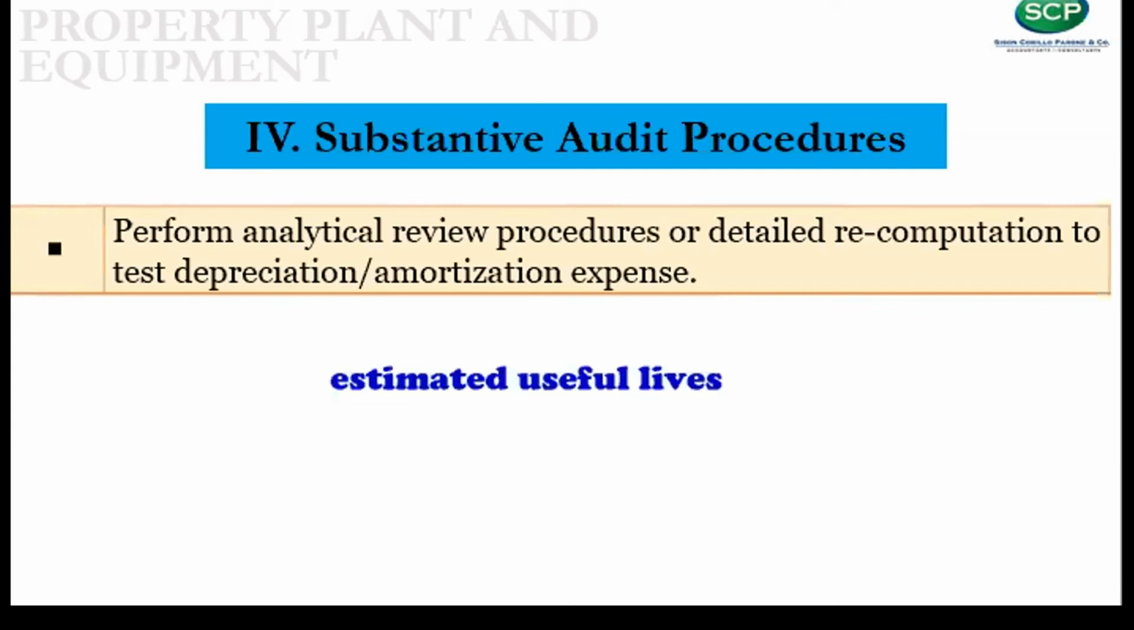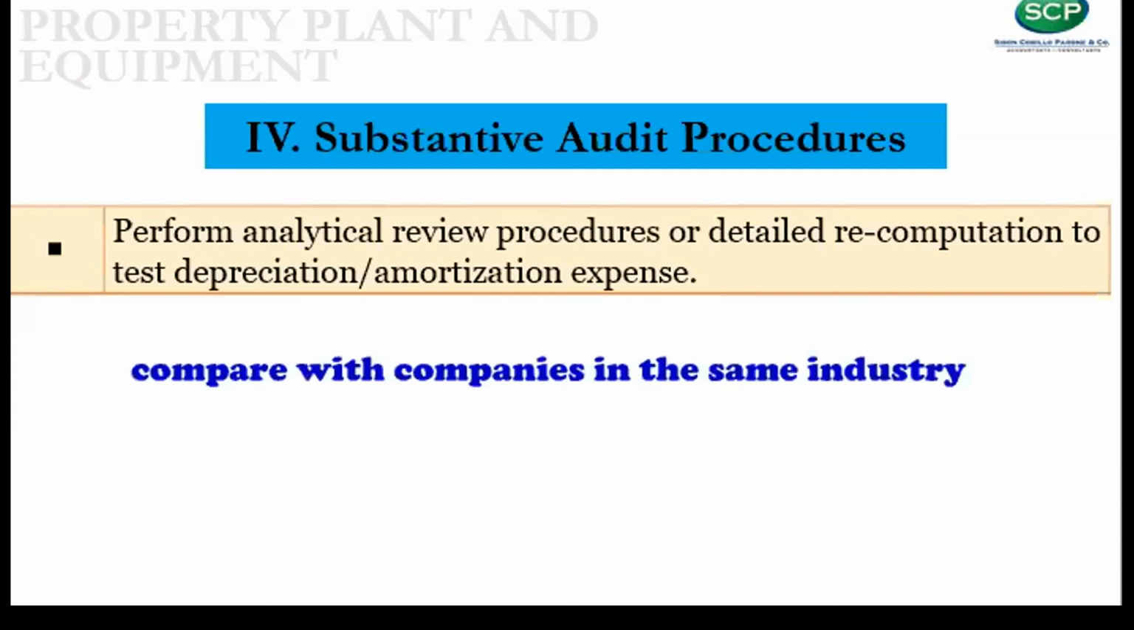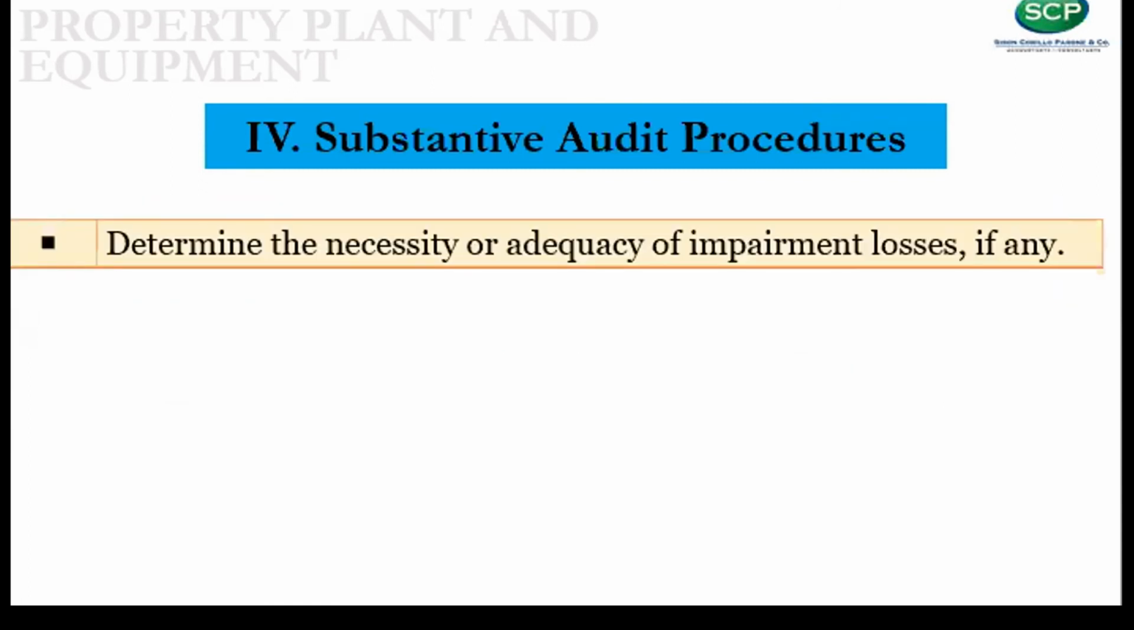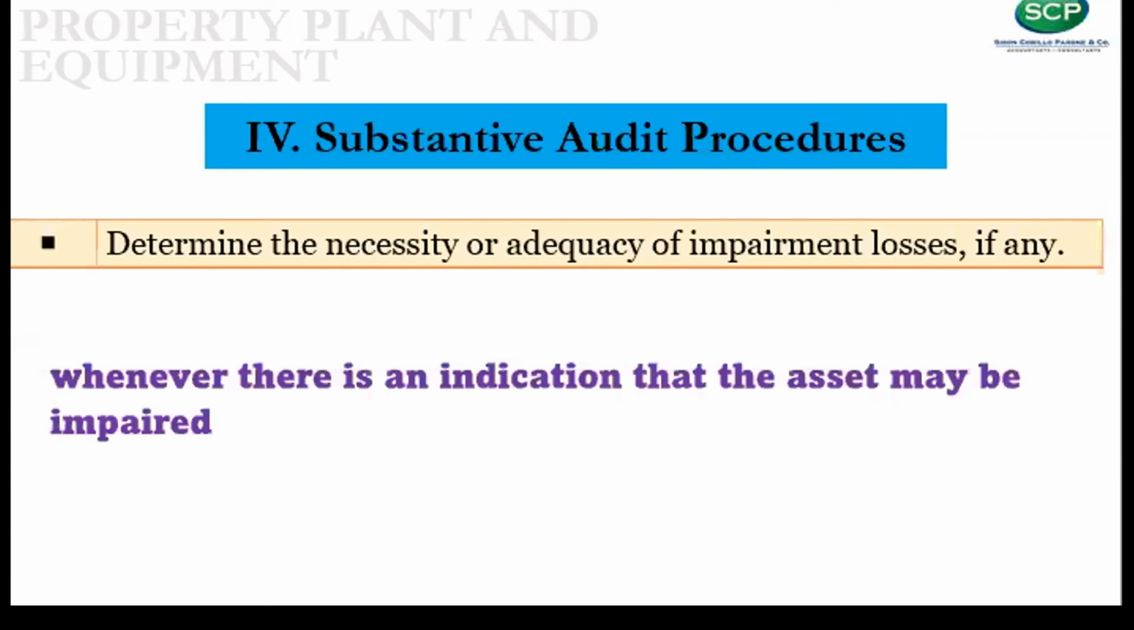The next audit procedure we will discuss is to determine the necessity or adequacy of impairment losses, if any. PAS 16 requires that property, plant, and equipment be measured for possible impairment whenever there is an indication that the asset may be impaired. PFRS for SMEs, on the other hand, requires that assessment be done for any indication that an asset may be impaired at each reporting date.